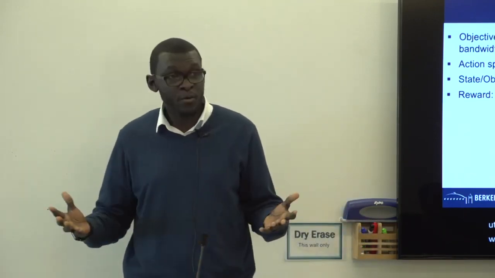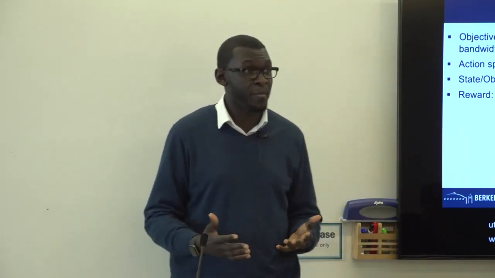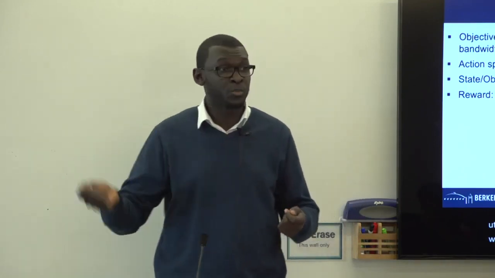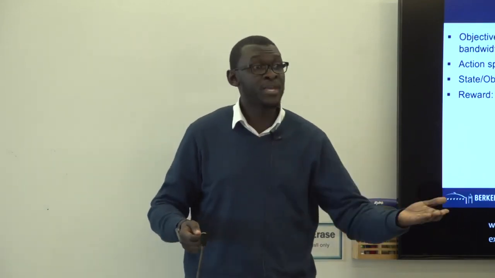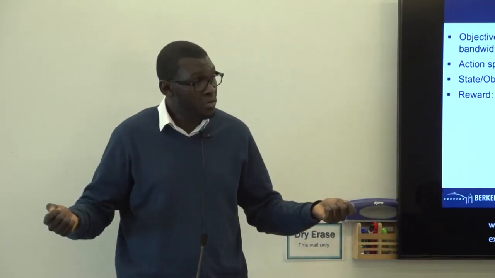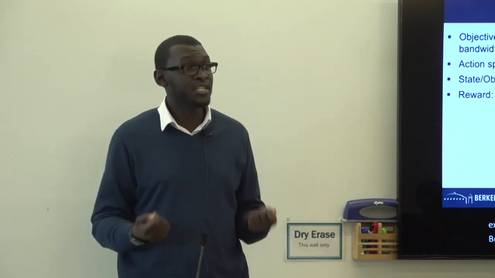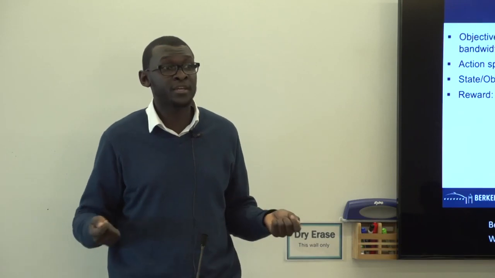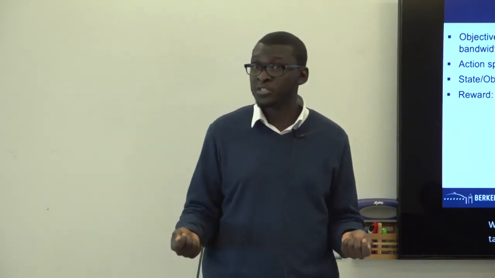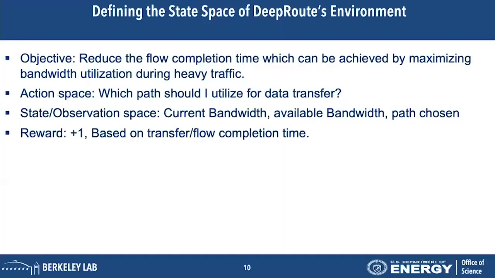So the scientist from HEP has conducted an experiment, but the system has multiple paths traveling from LBL to Boston. It can go through Chicago, it can go through Atlanta, it can go through Washington. How does the system know which is the most optimal path to take during critical conditions like traffic conditions? Then our observation space is basically what's the current bandwidth, what's the available bandwidth, and what's the path chosen.